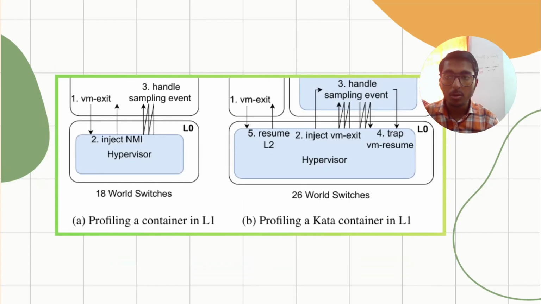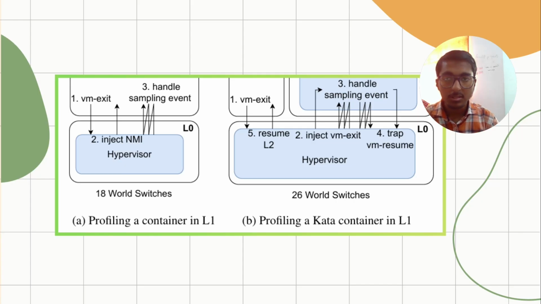Next, let's talk about the sequence of events that occurs when profiling a container and a nested virtual machine from the L1. KVM emulates the hardware counter by exposing virtual registers. L0 traps the L1 when the latter tries to access them. Now let's understand the flow, as follows.